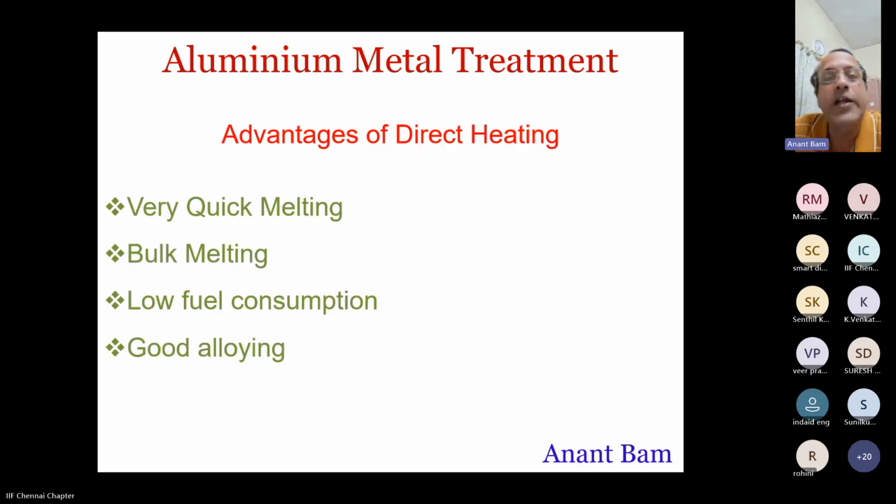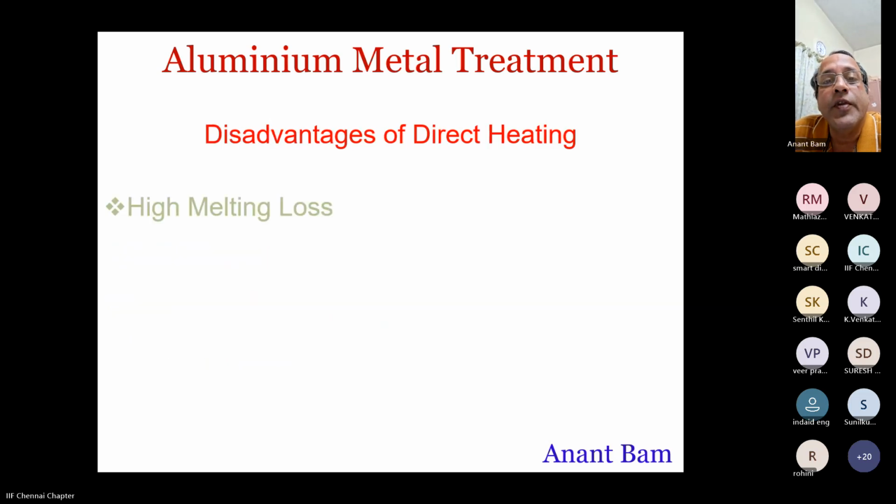Advantages of direct heating are very quick melting because the flame is directly in contact with the metal. Bulk melting is possible. Tons and tons of liquid pool can be made available. Low fuel consumption and good alloying due to higher temperature ranges.